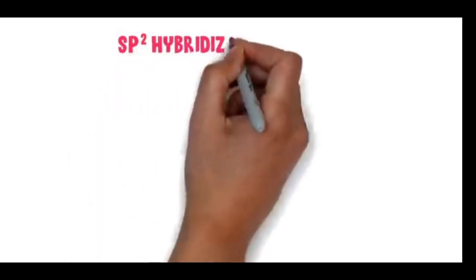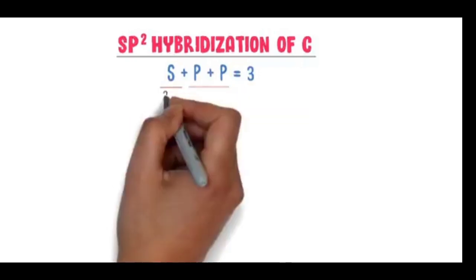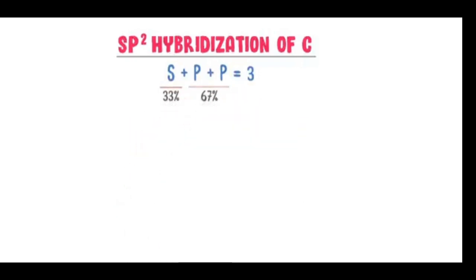Let me teach you sp2 hybridization. sp2 hybridization means that in this mixture of atomic orbitals, there is one s orbital and two p orbitals. Hence, there are a total of 3 orbitals present in sp2 hybridization, or there is 33% s character and 67% p character present in sp2 hybridization. Now, how do these orbitals, 1 s and 2 p, combine together in sp2 hybridization?